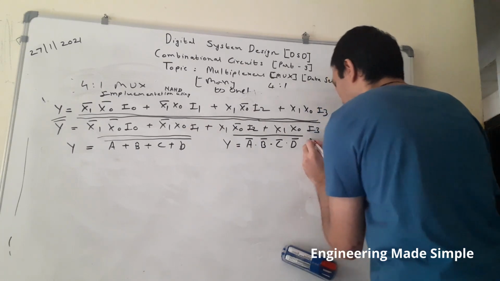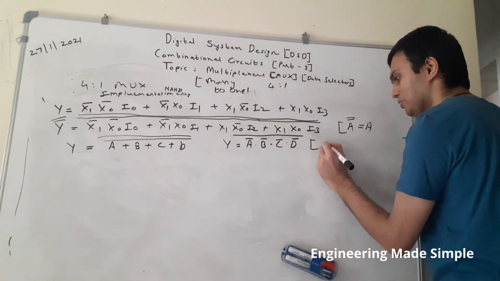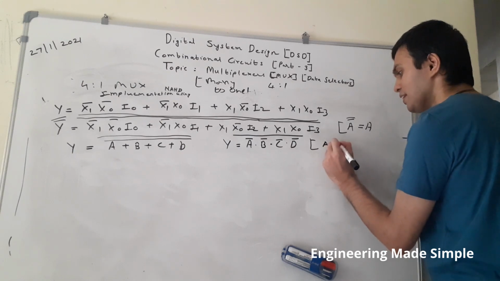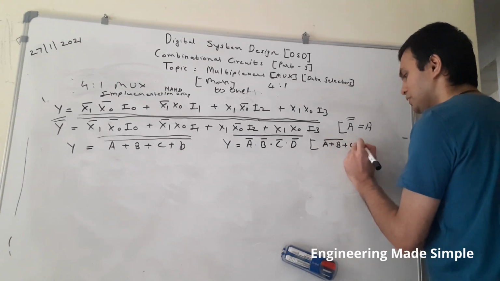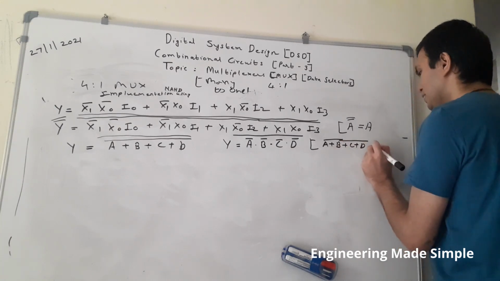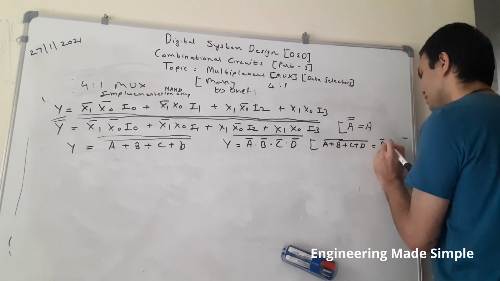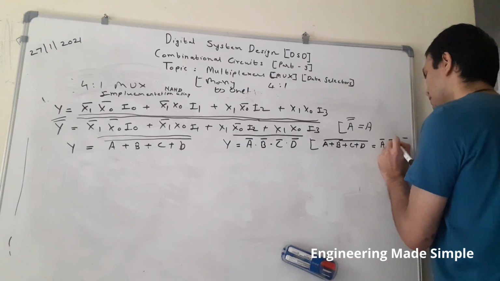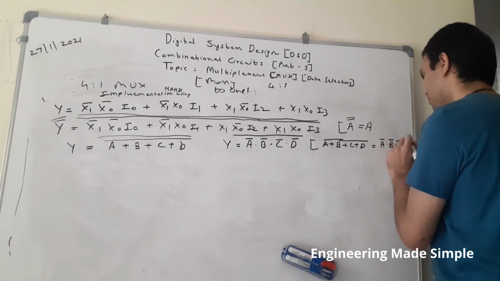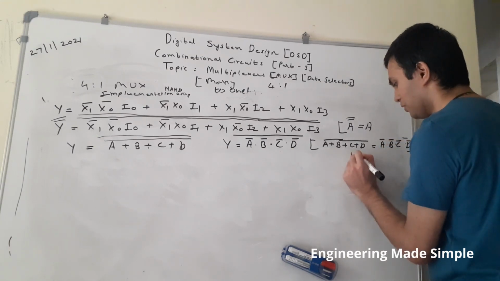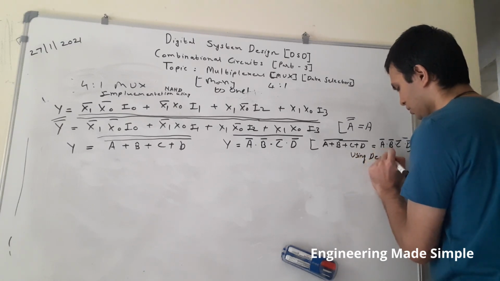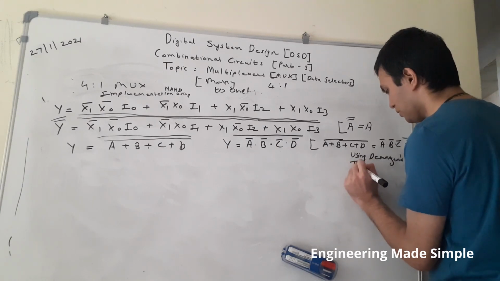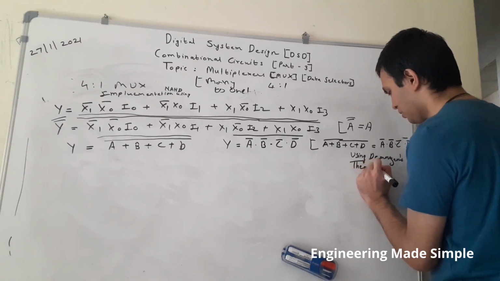So how have we written this? Because De Morgan theorem states that whenever there is a plus b the whole complement, or a plus b plus c plus d the whole complement in this case, you can write it as a bar dot b bar dot c bar dot d bar using De Morgan's theorem.